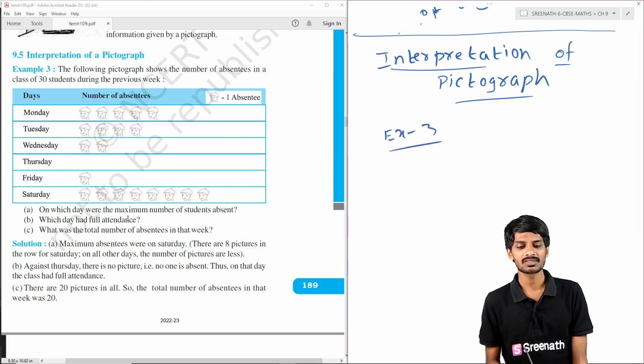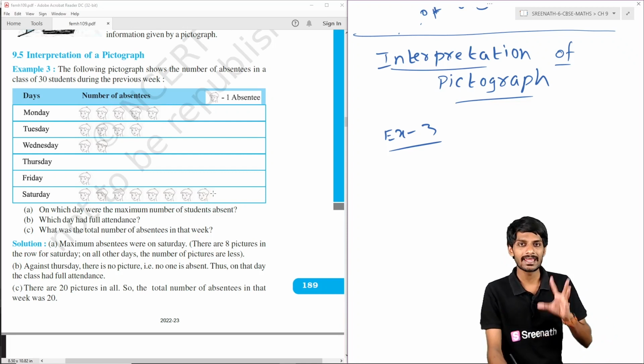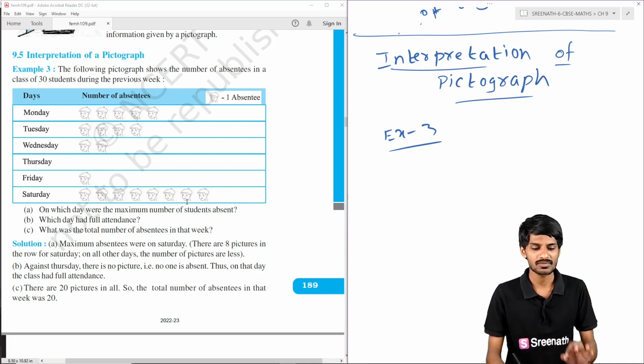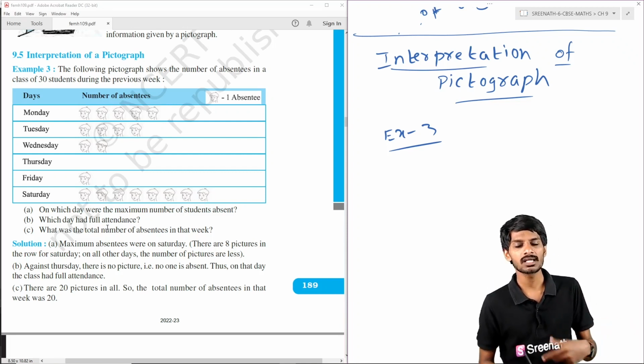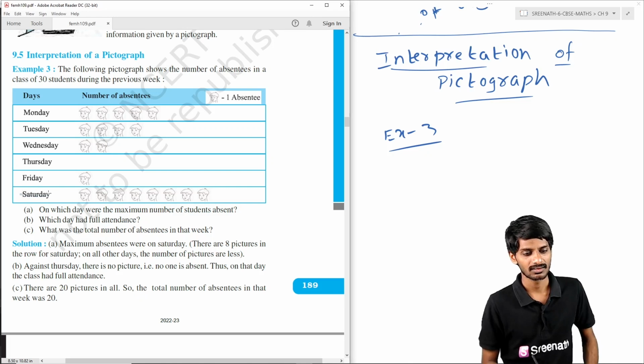So here it is example 3. On which day were the maximum number of students absent? By seeing this, we can easily say. So here the number of absentees is 5, here 4, here 2, here there are no absentees, here 1, and here there is 3 plus 4 plus 4, 8. So there are 8 absentees, 8 students were absent on Saturday. So on which day were the maximum number of students absent? On Saturday. It is the answer for the first question.